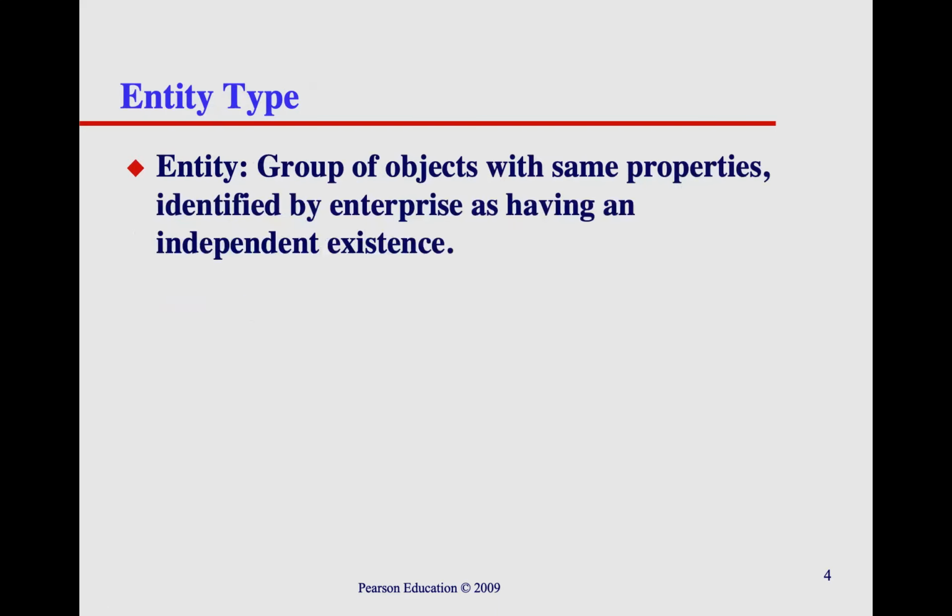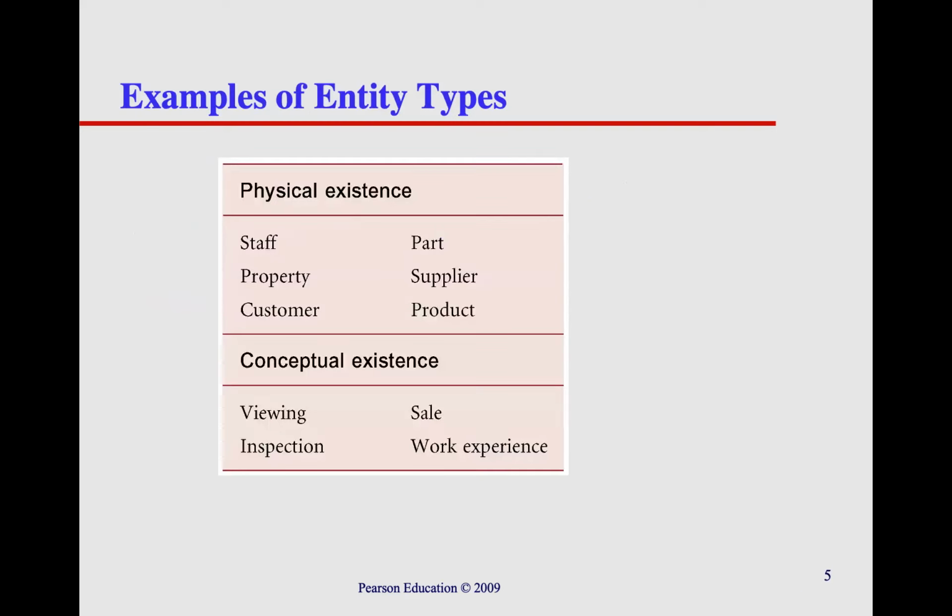Okay, so first thing, entity: a group of objects with the same properties, identified by a business or organization as having an independent existence. So they can have a physical existence like staff, property, customer, product, supplier.